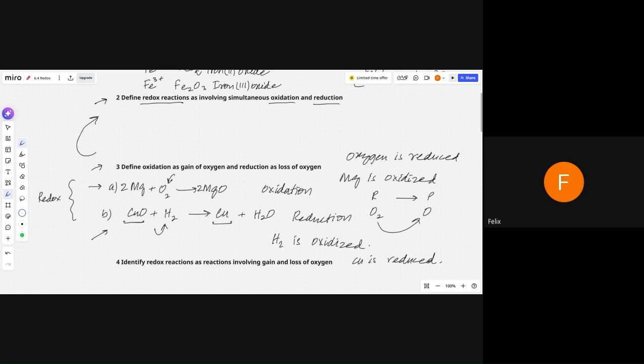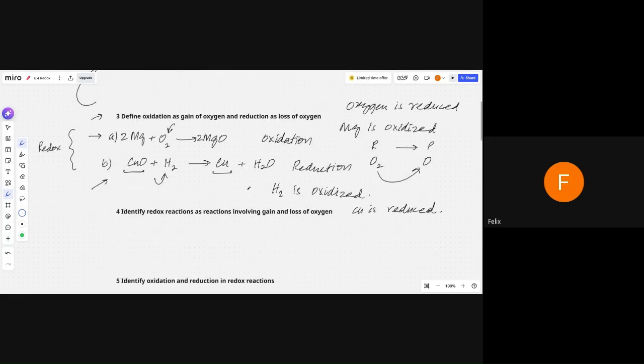So those students who have registered for core will not be assessed on the other definitions of oxidation and reduction. Now we move on to topic number 4, which is for core and extended, or supplement. Identify redox reactions as reactions involving gain and loss of oxygen.